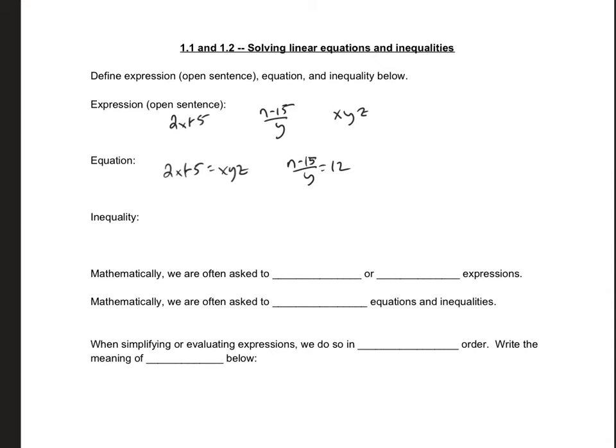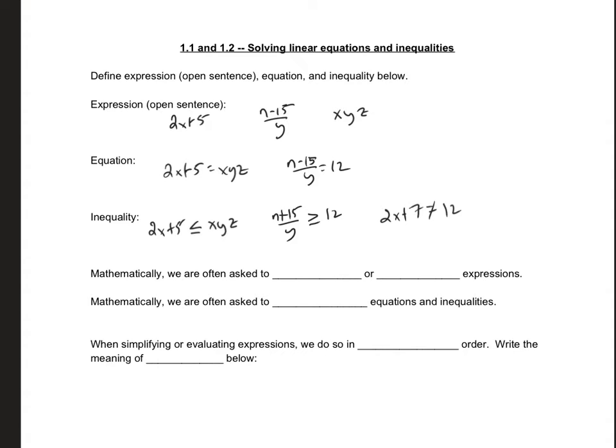An inequality is a mathematical sentence stating that two mathematical expressions are not equal. And in math, there's several different ways of expressing that things aren't equal. You could say that 2x + 5 is less than xyz, or less than or equal to. You could say that (n + 15)/y, let's just change it, is greater than 12 or greater than or equal to. And you could just say that, say, 2x + 7 doesn't equal 12. And those would all be considered inequalities.